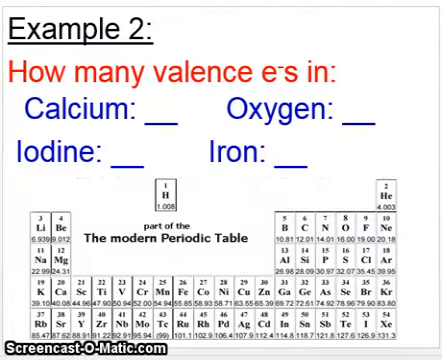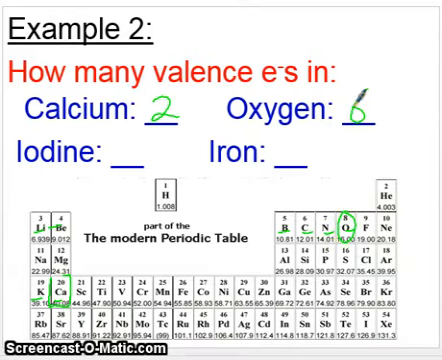So why don't we do a quick example? This shouldn't be too bad. How many valence electrons in calcium? Here is calcium. Let's go ahead and do a fine color like green. Calcium has 1, 2 electrons in the S subshell, so calcium has 2. Here's oxygen. Oxygen has 1, 2, 3, 4, 5, 6.